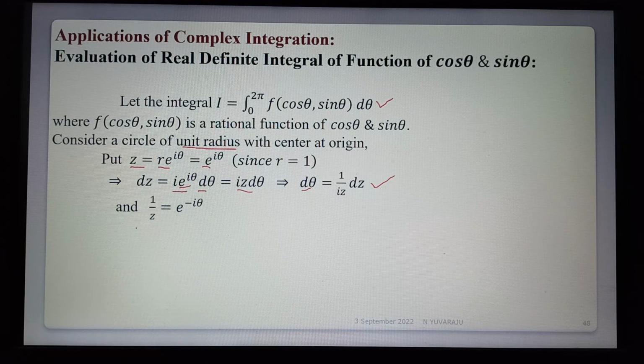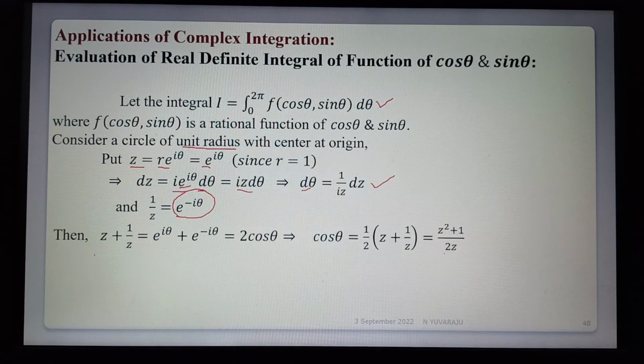Next, 1 by z is the reciprocal of z. So z is equal to e power i theta, and the reciprocal 1 by z is equal to e power minus i theta. Then adding, z plus 1 by z is equal to e power i theta plus e power minus i theta, which by the formula is 2 cos theta. So cos theta is equal to 1 by 2 into z plus 1 by z. Simplified, it is z square plus 1 by 2z. This is the cos theta value.